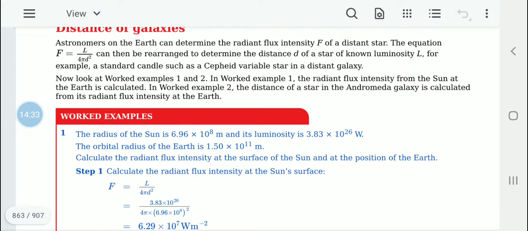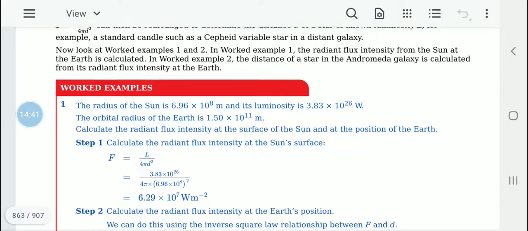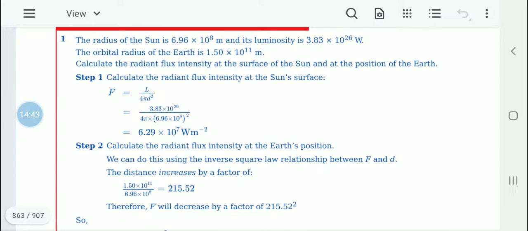So in this worked example 2, the distance of a star in the Andromeda galaxy is calculated from the radiant flux intensity at the Earth. Here, the radius of the Sun is 6.96 × 10^8 meters, and its luminosity is 3.83 × 10^26 watts. The orbital radius of the Earth is 1.5 × 10^11 meters. Calculate the radiant flux intensity at the surface of the Sun and at the position of the Earth.